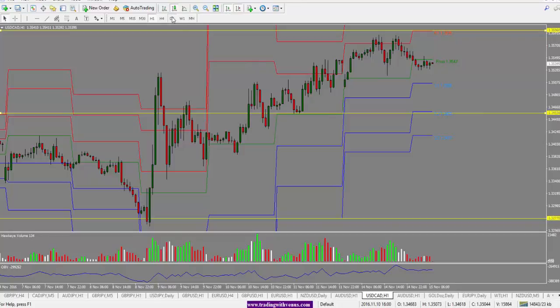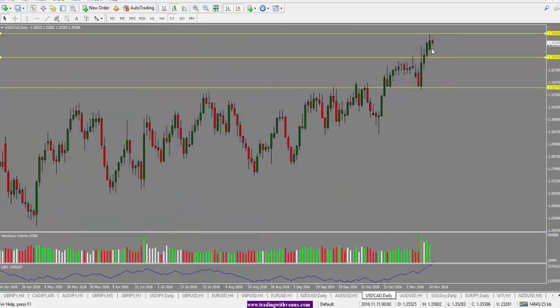However, on the daily chart, we are bullish on this. So price could come back lower and then push back again. So we'll have to watch out for that.